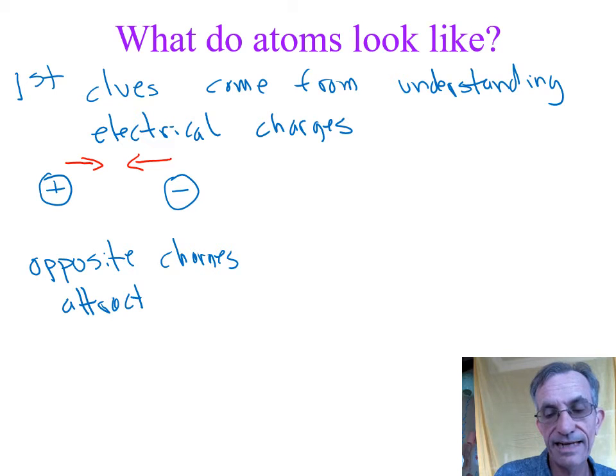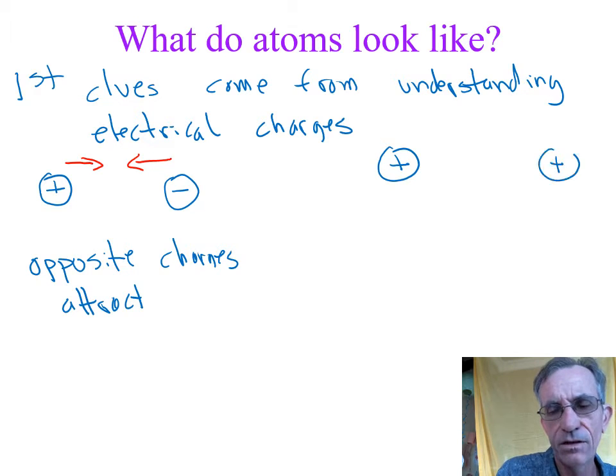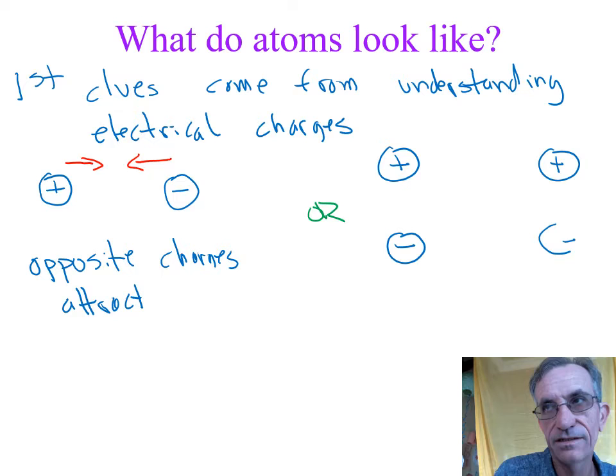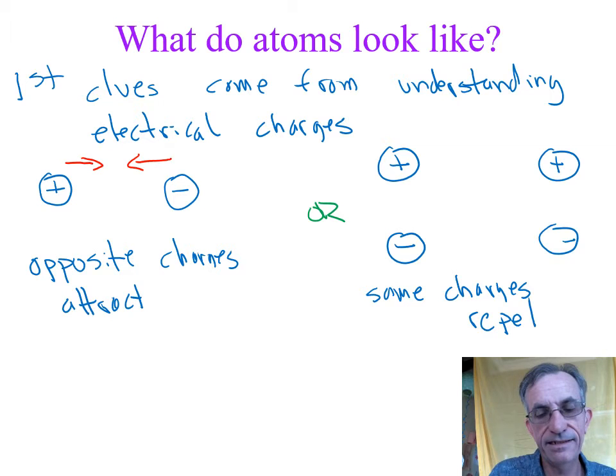And on the other hand, if we have same charges, so that could be two positives, or it could even be two negatives, if you have the same charges, they're going to repel. So same charges repel. They don't like each other. So two positives are going to try to get away from each other, or if you put two negatives, they're going to try to get away from each other.